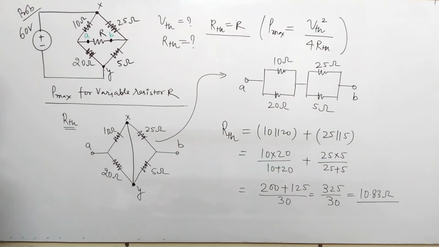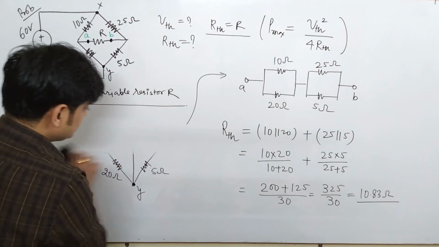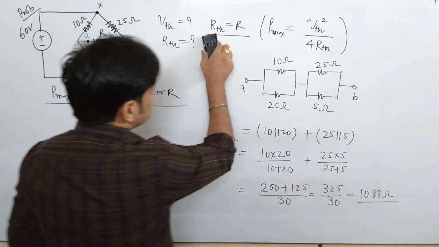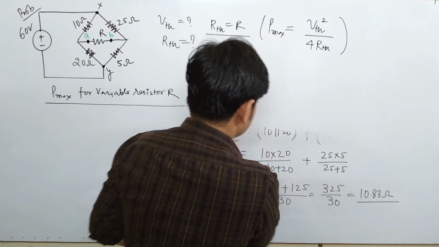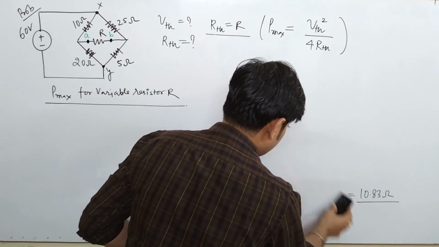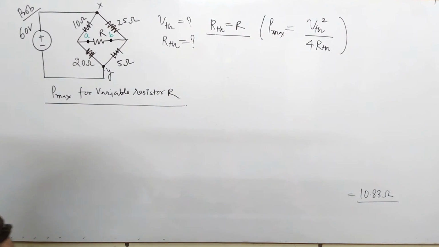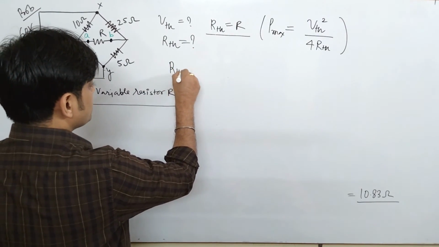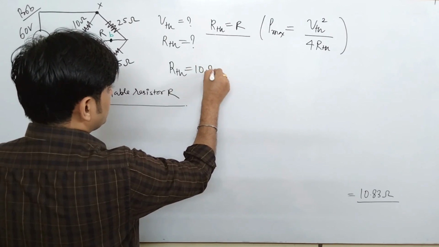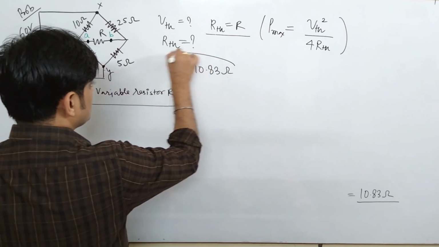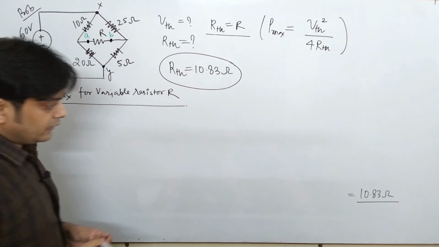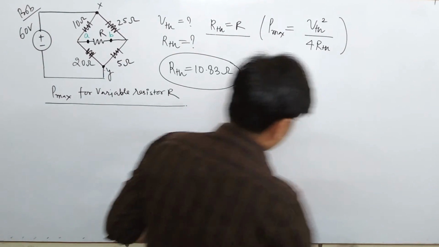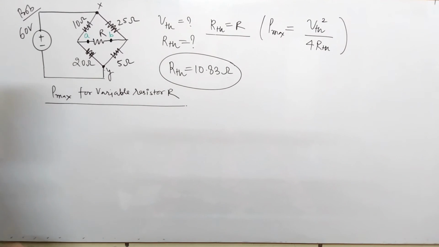Now we find the value of VTH. See how we find the value of VTH. RTH you just keep in your mind, that is 10.83 ohm. The value of RTH comes to be 10.83 ohms. Now you have to find the value of VTH. We will see how we find the value of VTH.